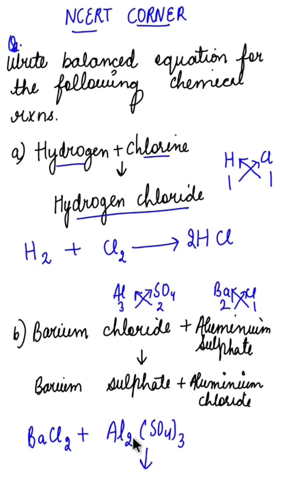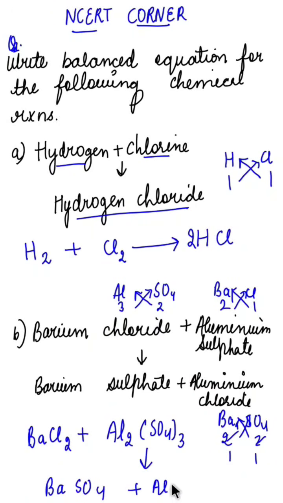Now after the arrow, what is there? It is barium sulfate. Barium sulfate is what? Ba valency is 2 and sulfate is 2. Okay, so they both will be crossed and they both are multiples, so we will get 1 and 1 here. That means Ba and SO4 will be multiplied by 1, so it will be BaSO4 plus aluminium chloride. It is what? Aluminium valency is 3 and Cl valency is 1. So Cl will be multiplied by 3 and Al will be multiplied by 1. So here the equation is formed.